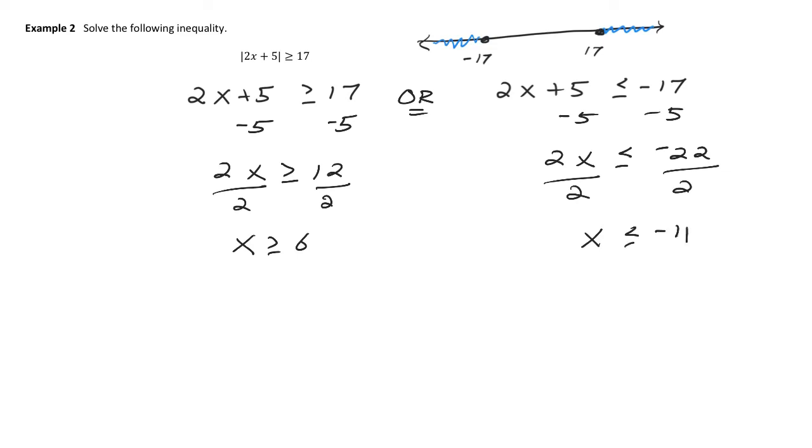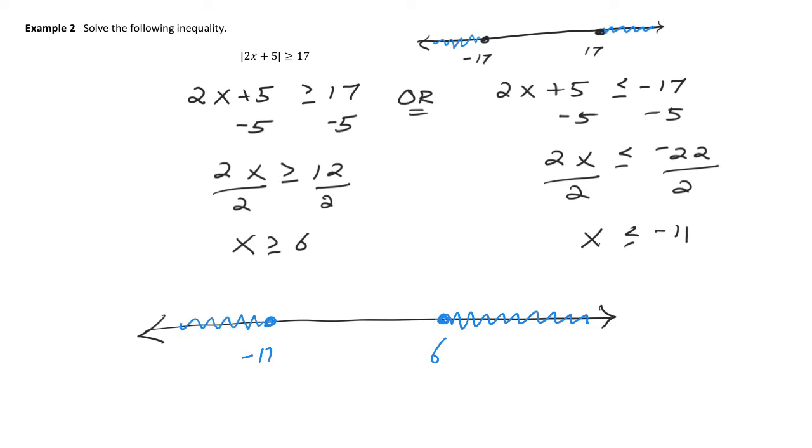So to put this on a number line, the first one up here was referring to 2x plus 5, but now we've reduced it to just x. So I have the value 6 and the value -11. I'm greater than or equal to 6. I'm less than or equal to -11. All of those numbers represent the solution to the original inequality.